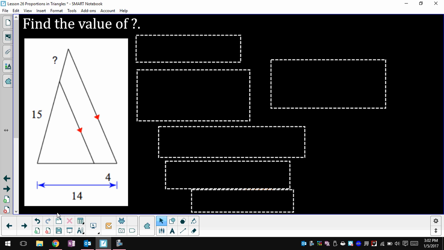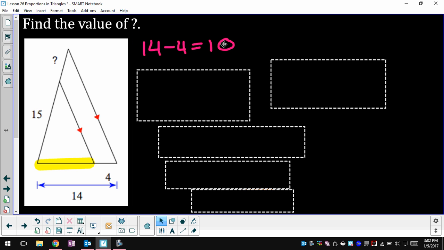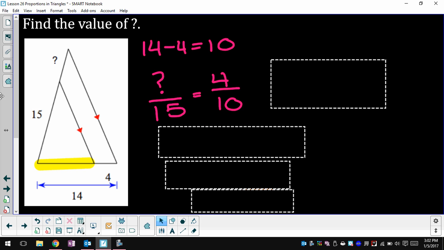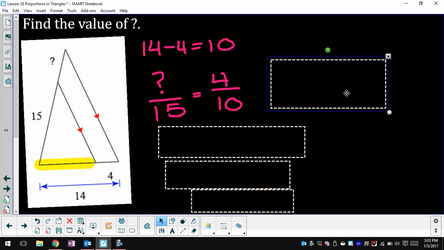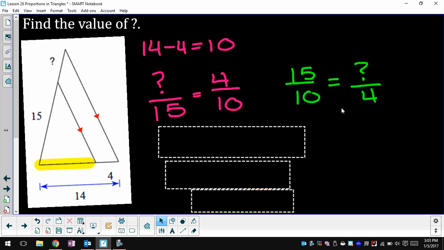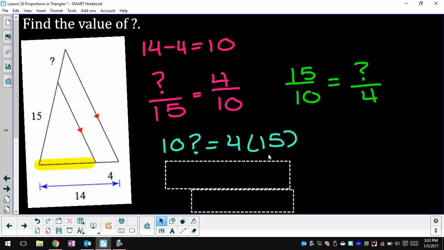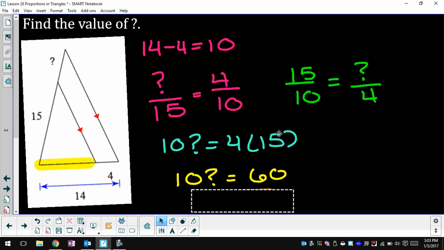We'll do another one. This time we had a little added layer. We need to know this part of the picture. So we can do 14 minus 4 and figure out that that part is 10 long. We can set up the proportion, kind of writes itself, question mark over 15, and then I can rotate that a little bit. It'd be 4 over 10. Or you can write it that way. Cross multiply, simplify, 4 times 15, and we'll find out that question mark is 6.